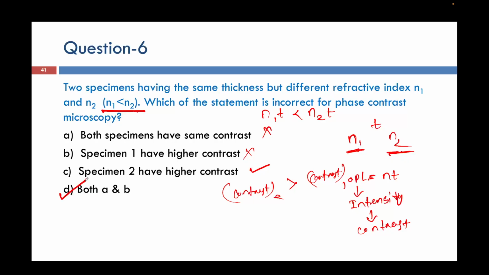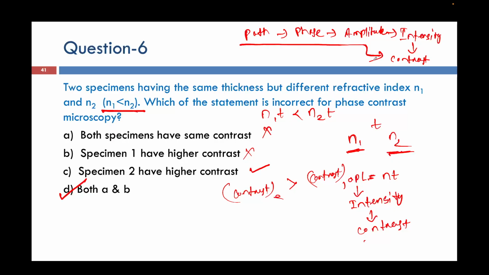Okay, you understood how I am connecting the optical path length to the contrast. Path length eventually gives phase difference. Phase difference eventually gives amplitude, and subsequently it gives intensity. Intensity gives contrast. So each time you have to do a calculation, you relate like this, from path length to contrast.